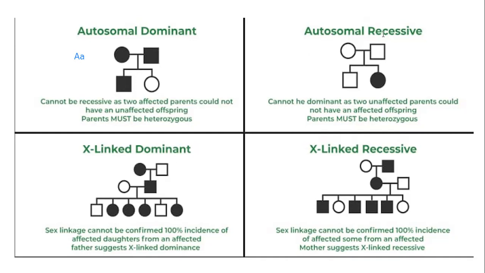Next is the autosomal recessive pedigree, and here you can see a generation is skipped. The parents are normal, but they affect their daughter.